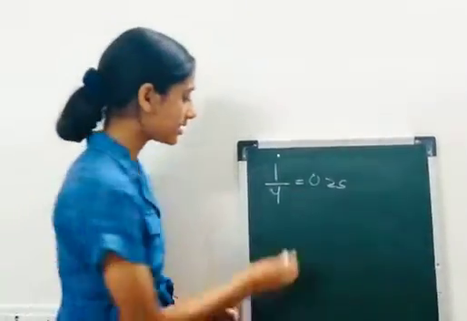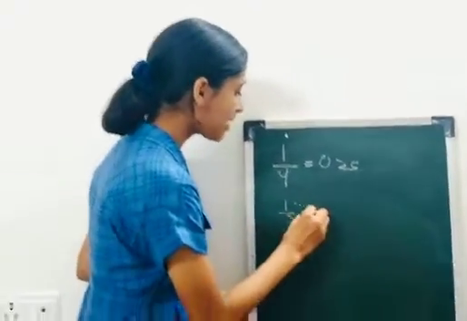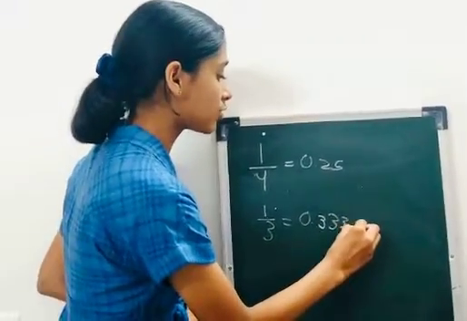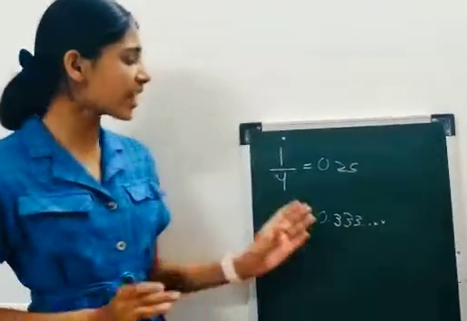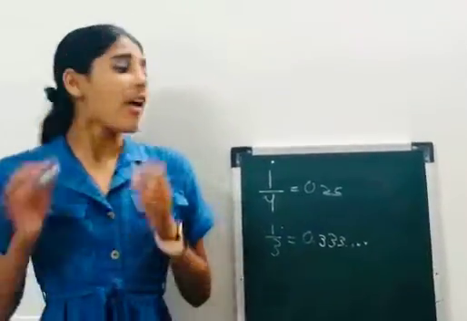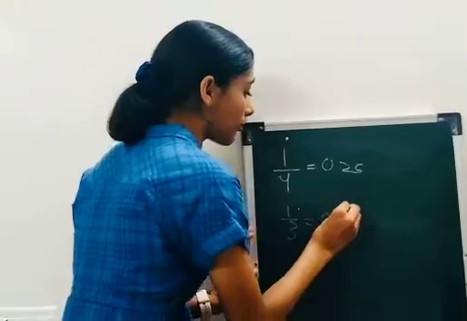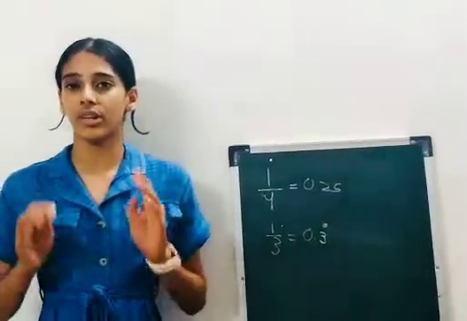Now recurring decimals. Recurring decimals have a repeated pattern of digits after the decimal point. For example, take 1 by 3. 1 by 3 is equal to 0.333 and so on. Now instead of writing 3 again and again, we can simply just write 1 by 3 and put a dot on top of it, which will explain that it is a recurring decimal.